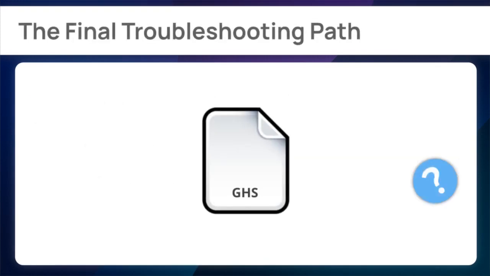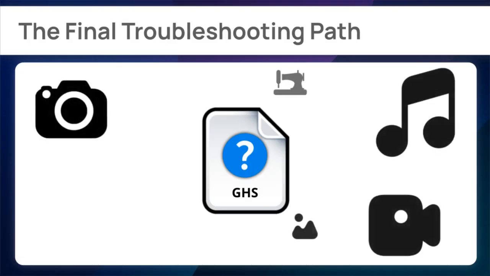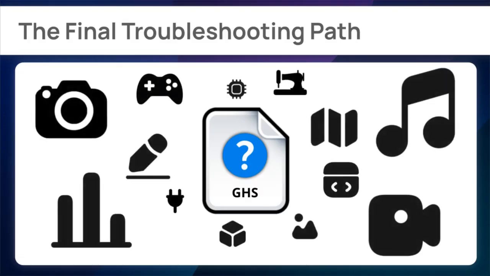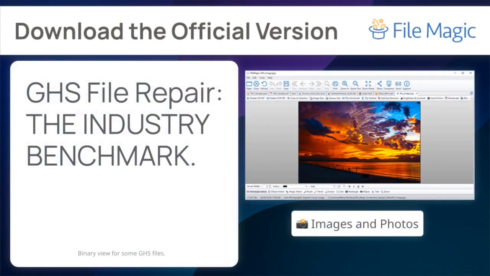If no local program recognizes the GHS file, it likely indicates a naming overlap where your system is attempting to use the wrong tool for that specific format. Using raw-level data inspection is a recommended method to try and uncover a file's true requirements when the GHS label is unclear or shared. When you need a guaranteed fix, File Magic is essential.